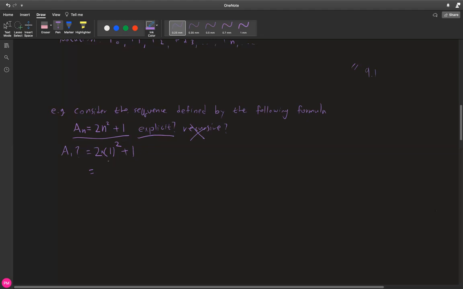When it comes to multiplication and addition, you always do the multiplication first. We know that 1 to the power of 2, or 1 to any power, is 1. So it's 2 multiplied by 1, plus 1. That is 2 times 1 is 2, plus 1, where that 1 comes from here, and you have 3. So a sub 1, the first term of the sequence defined by this explicit formula, is 3. That was simple, right?